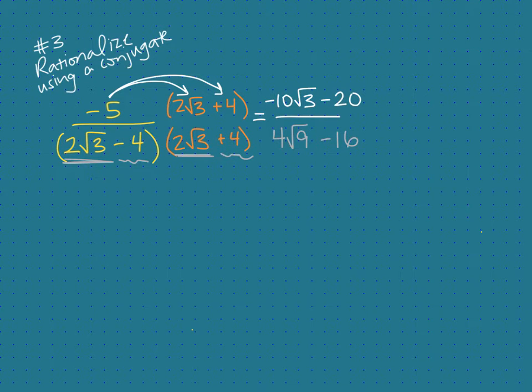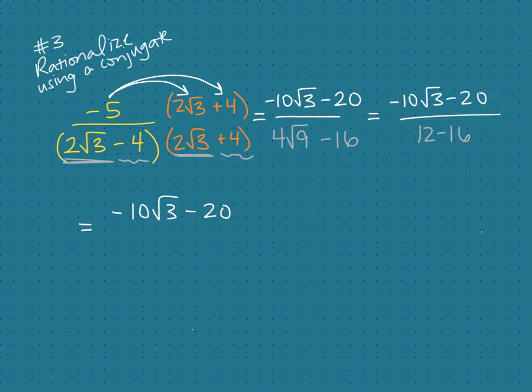All right, you're right that root 9 is a weird way to write this, so let's just keep going. We'll have negative 10 root 3 minus 20. And then in the denominator, root 9 is really 3. So this is really 4 times 3. This number is 12. So we have 12 minus 16. All right, we'll keep going down here. So we have negative 10 root 3 minus 20 all over negative 4.